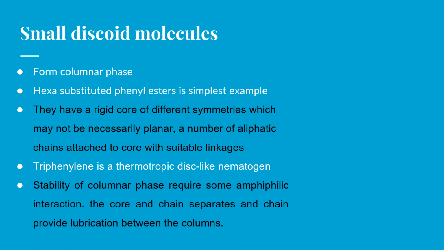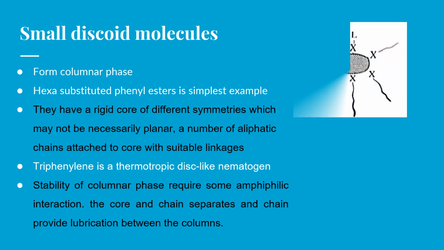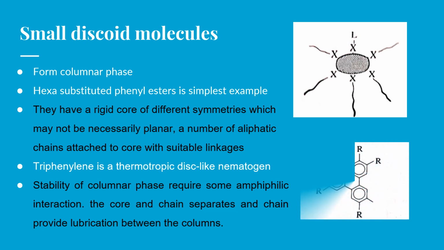Triphenylene is a thermotropic disc-like nematogen, which is the best example of small discoid molecules. The stability of columnar phases requires some amphiphilic interactions. The core and chain separate, and the chain provides lubrication between the columns. The images shown here are examples of how small discoid molecules look, and this is the image of triphenylene, which is a thermotropic disc-like nematogen.